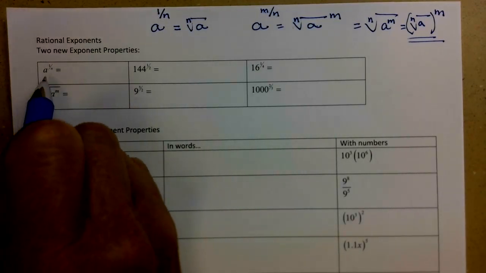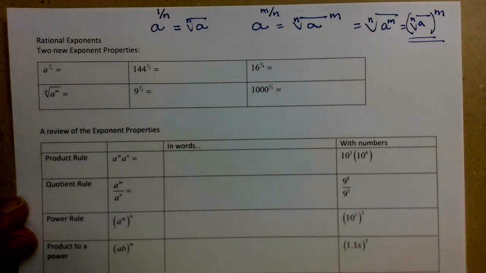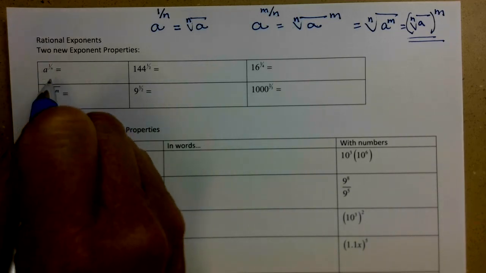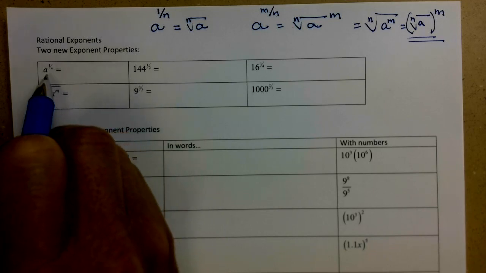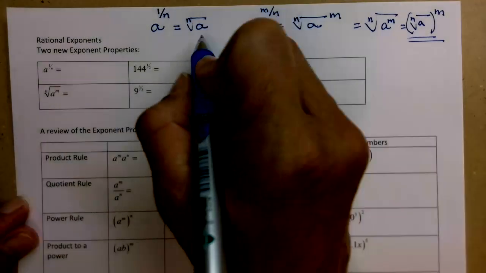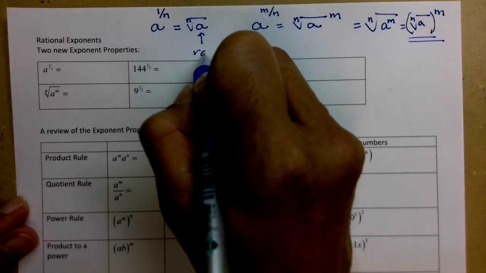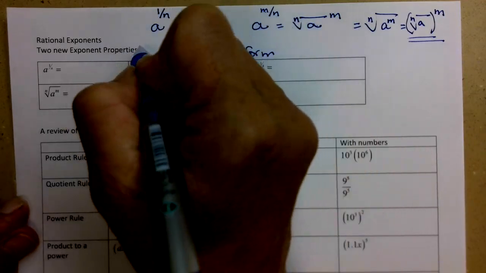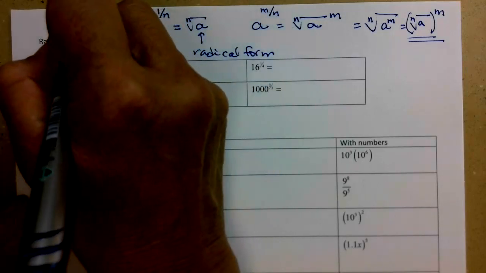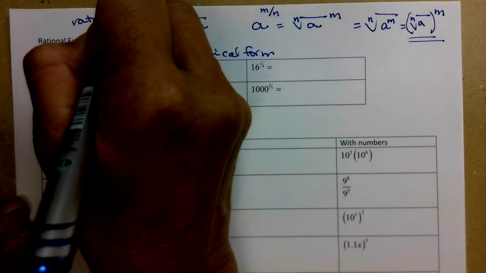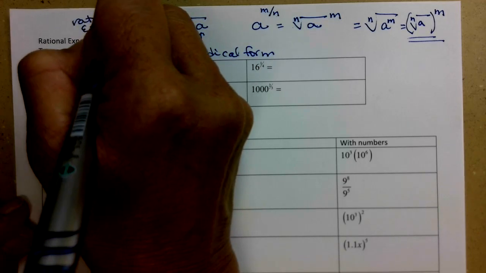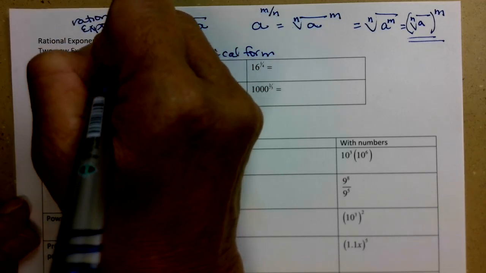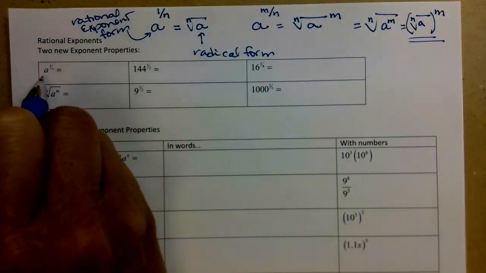Okay, so let's go ahead. I have a raised to the 1 over n. We're just going to practice rewriting these in their different forms, and then we're going to do some simplifying. So a raised to the 1 over n. Let's write that in radical form. This would be radical form when you have the radical symbol. And then the other one, we would say rational exponent form.